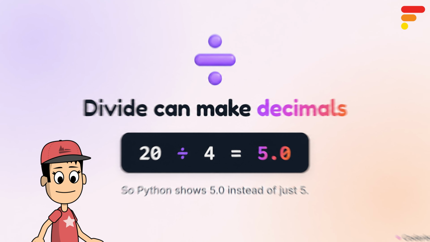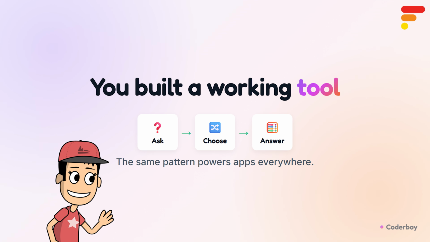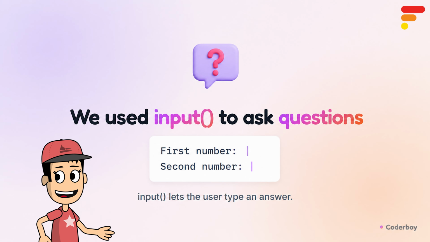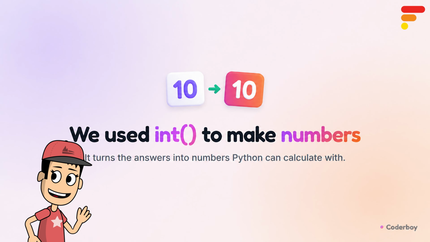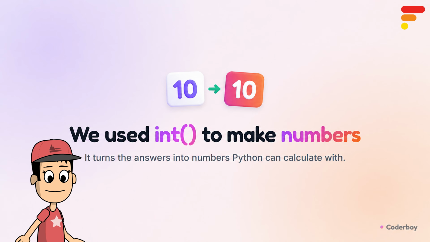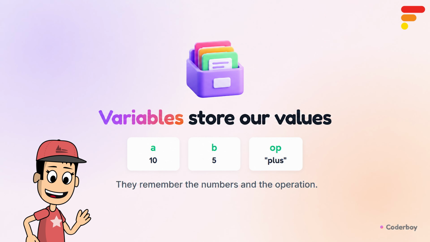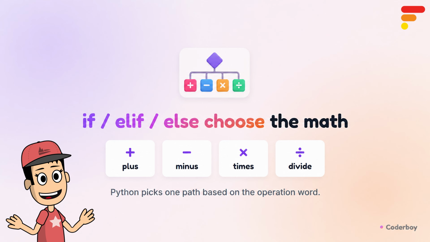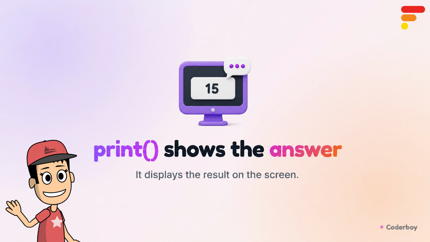Great job. Today you built a working calculator in Python. Look at what we used for this project. We used input to ask questions. We used int to turn the answers into numbers. We used variables to store the numbers and operations. We used if, elif and else to choose what calculation to do. And we used print to show the answer.